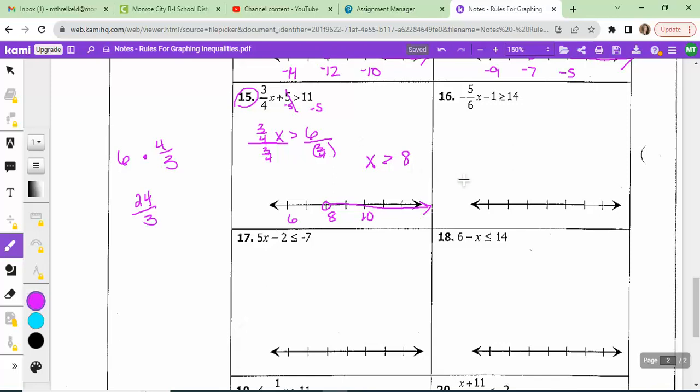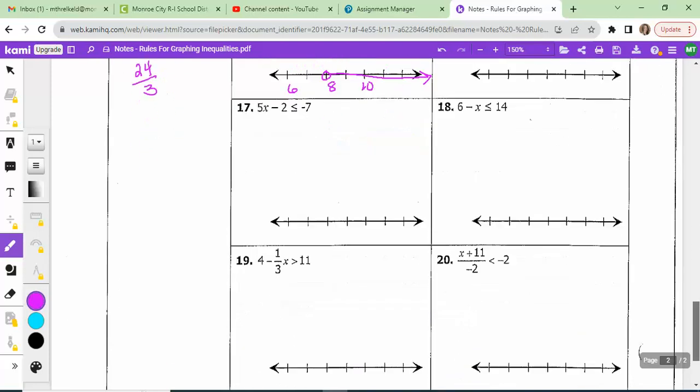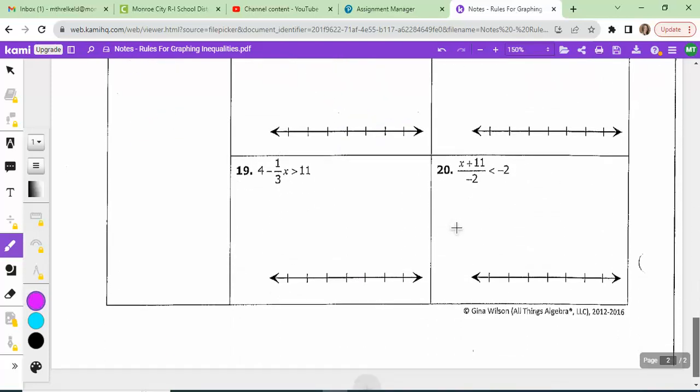I want to do one last problem, then I'm done. I want to look at the very last one, number 20. Times negative 2. Okay. And when you multiply by negative 2 on each side, what does that do to my inequality? Switching it. And so then we can subtract the 11. So x is greater than negative 7.